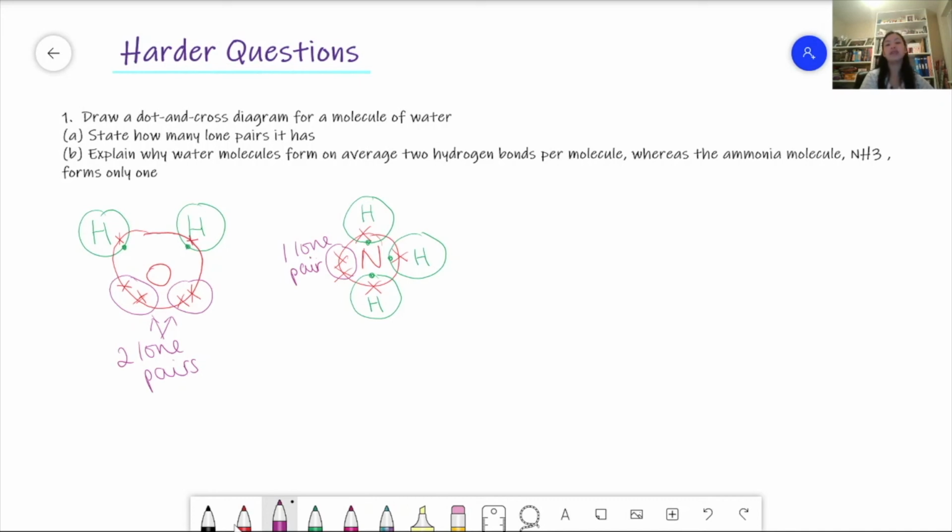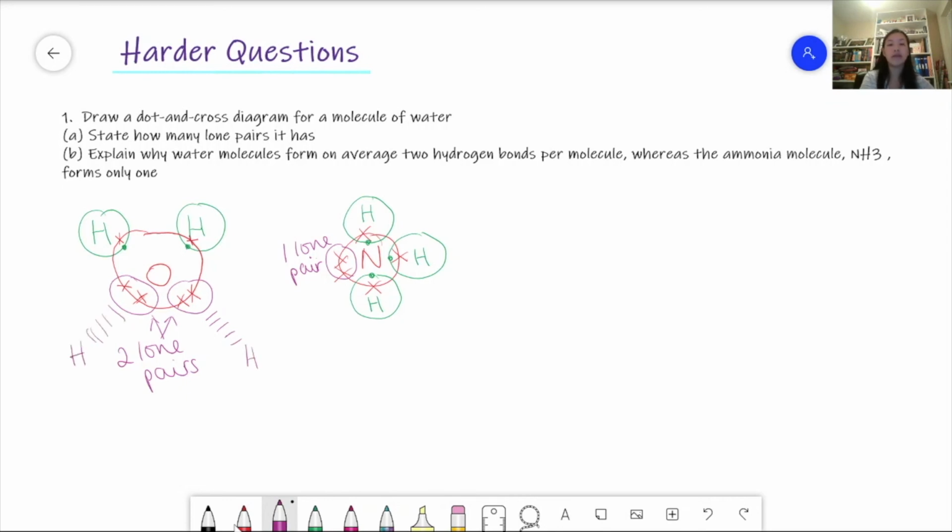And for hydrogen bonds to occur, we have to have a hydrogen and a very electronegative element, such as oxygen, fluorine, or nitrogen. So in both of these cases, they can both form hydrogen bonds. But with water, water has 2 lone pairs. So on average, it can form 2 hydrogen bonds because this one here can form a hydrogen bond with a hydrogen. And this one can also form a hydrogen bond with a hydrogen.